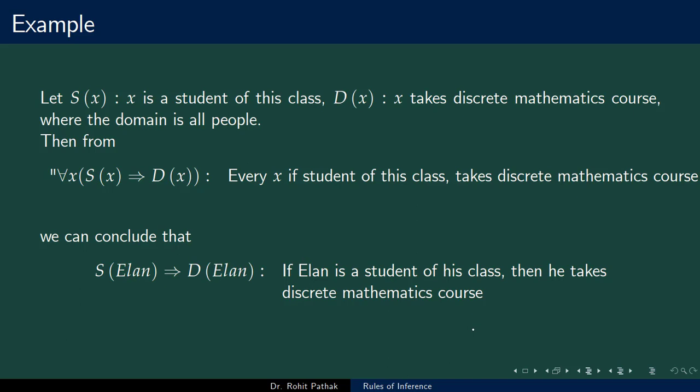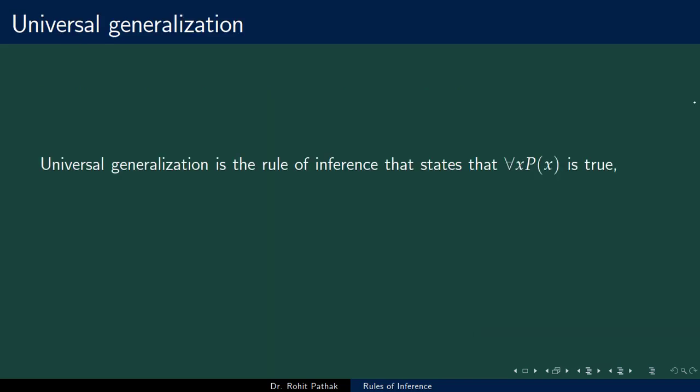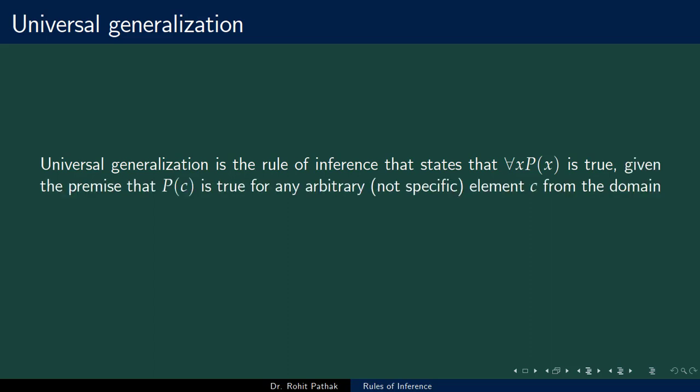This is universal instantiation. Next is universal generalization. Universal generalization is the rule of inference that states that ∀x P(x) is true, given the premise that P(c) is true for any arbitrary element c from the domain. So whenever you are given that P(c) is true for any arbitrary, not specific, but arbitrary element from the domain, then you can conclude that P(x) is true for all x. That means P(c) for an arbitrary element c in the domain gives the conclusion ∀x P(x). This is called universal generalization.